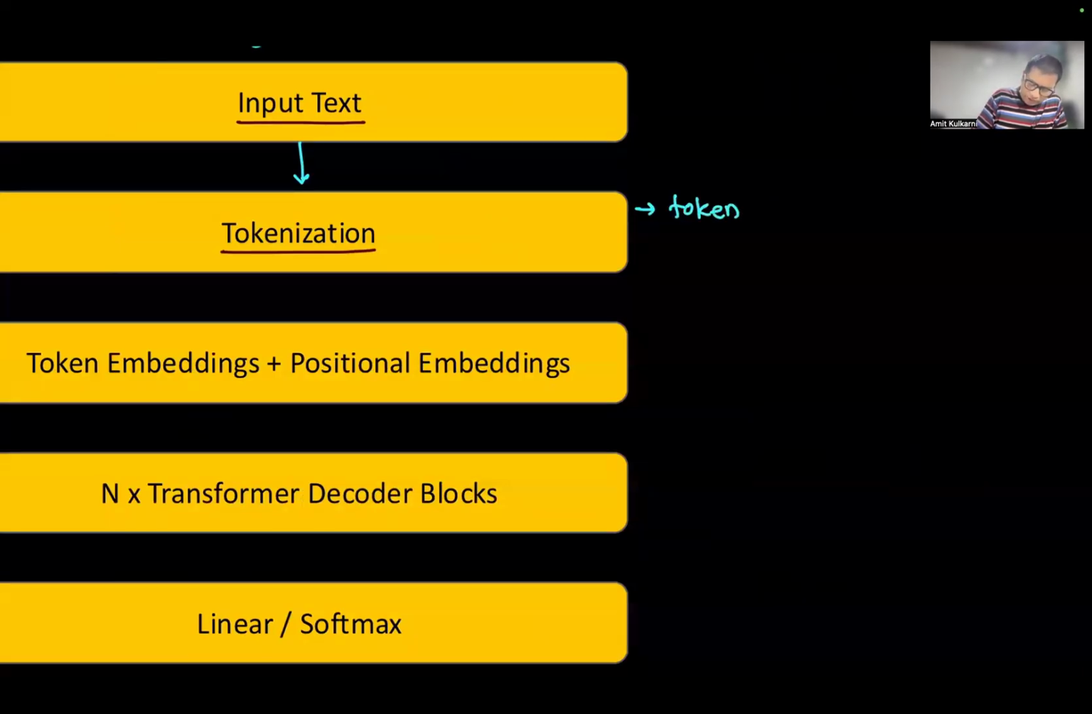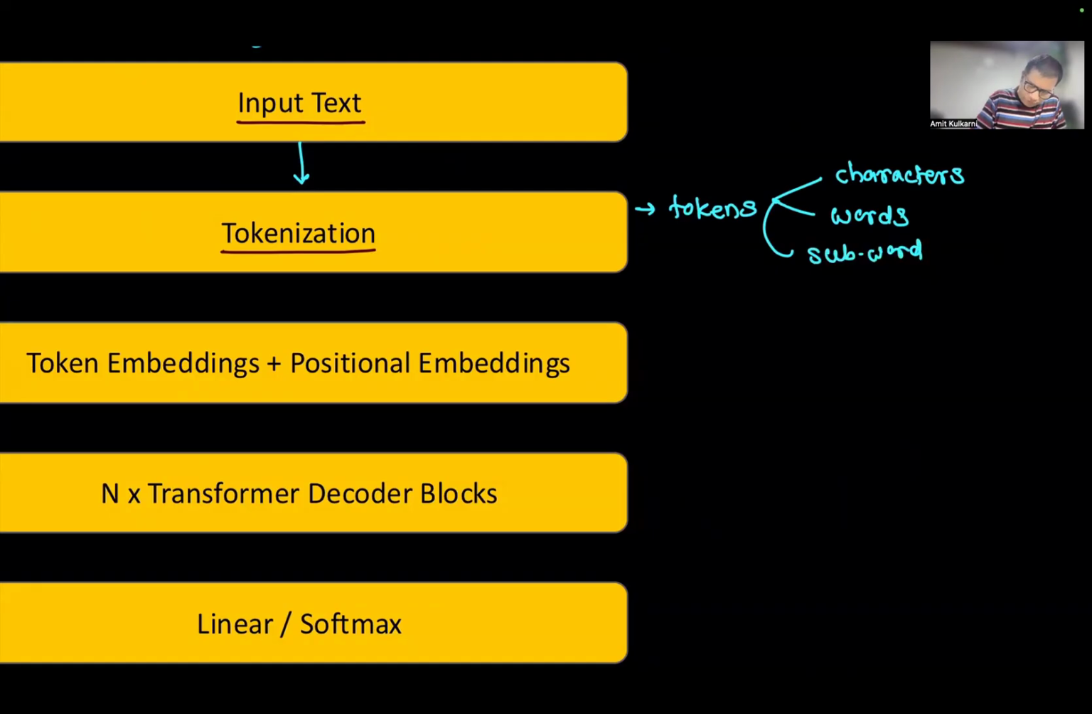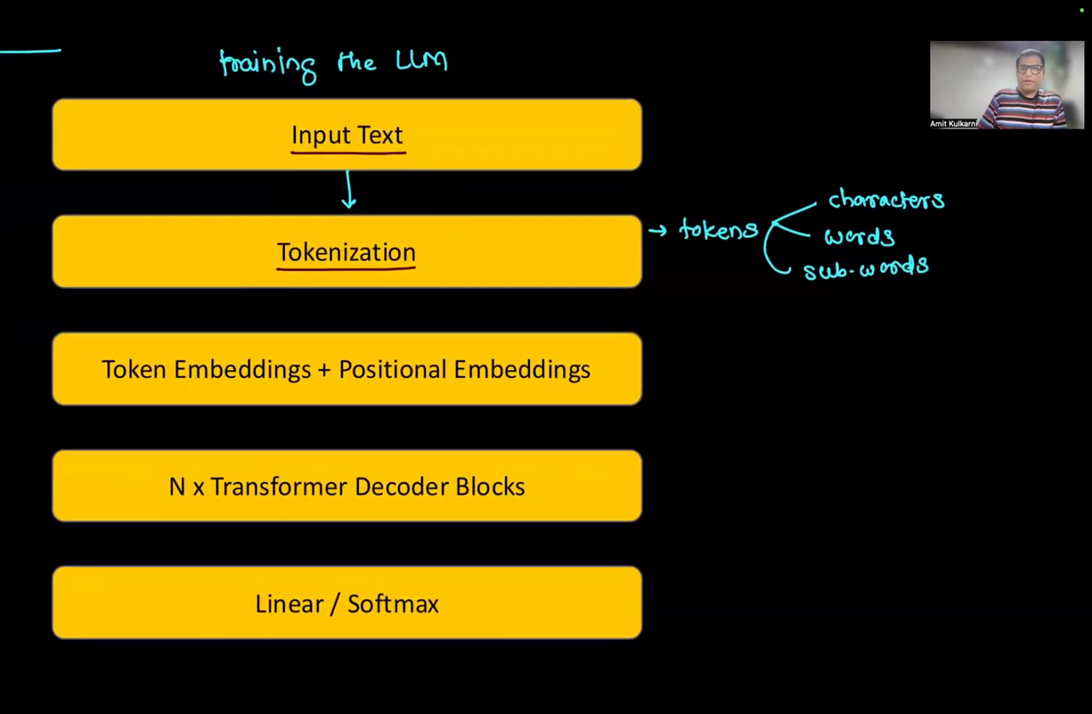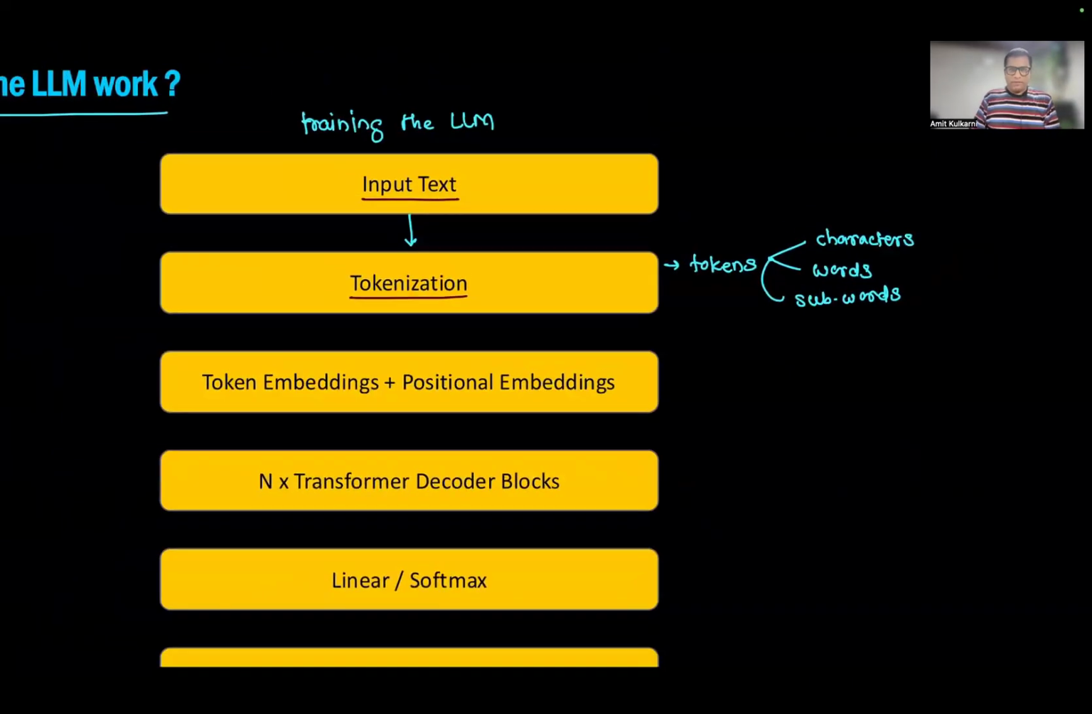I'm just giving you a 30,000 feet overview. The input goes through tokenization, and these tokens could be something like characters, very simple, or words, a bit more complex, or subwords, more complicated. We will be exploring this possibility tomorrow. It's called byte pair encoding, known as BPE, and this is where we want to go for subword tokenization. Tomorrow we'll see that.